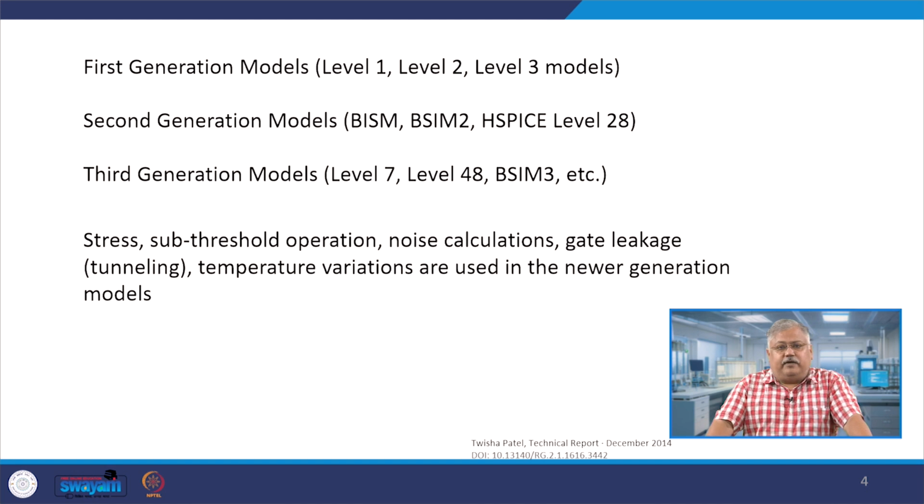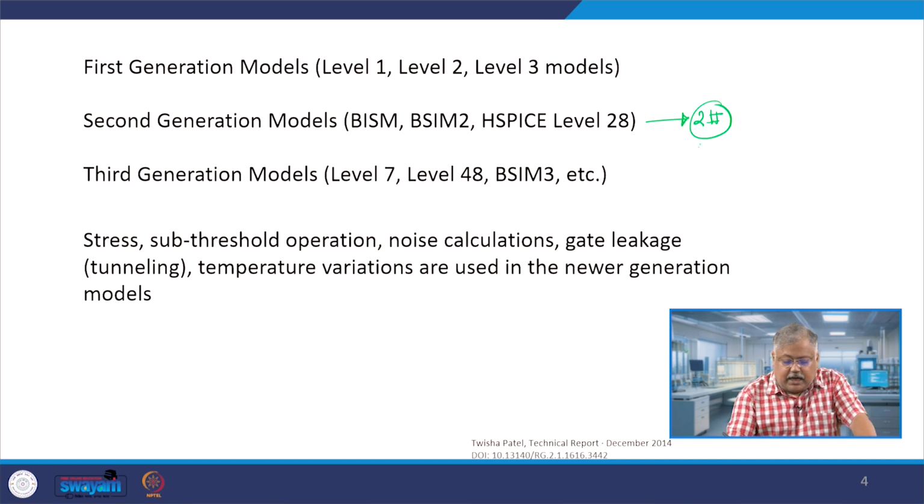Now, the first generation models are primarily level 1, level 2 and level 3 models, which we will be going into in detail across this lecture series. Then we will look into the second generation model, which is basically BSIM, the Berkeley simulated models. Then we have a third generation model, which gives me BSIM 3. So, BSIM 1 and BSIM 2 are primarily second generation. Up till level 28, SPICE model files give me the second generation, and the third generation models are basically till level 48 and till BSIM 3 models.